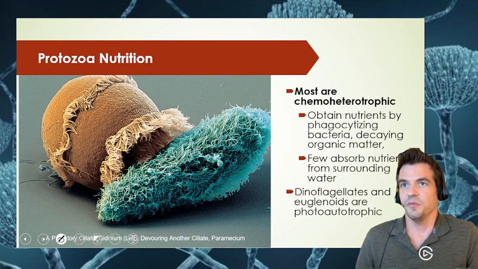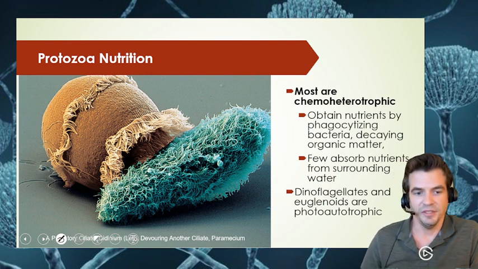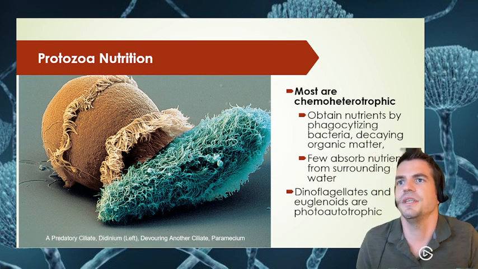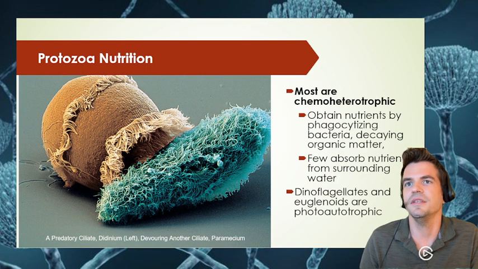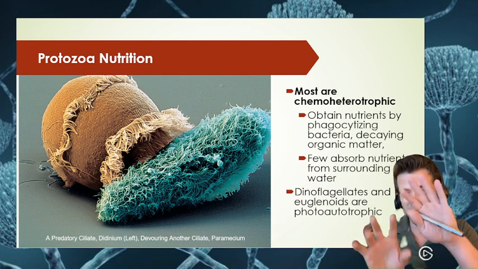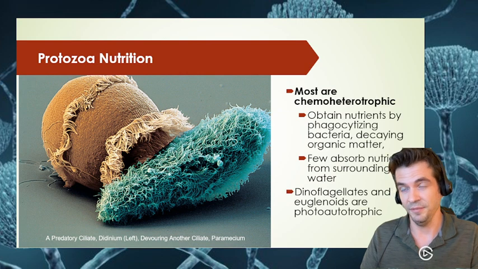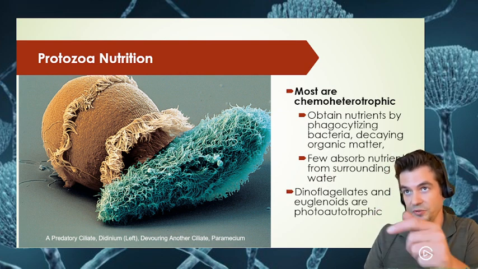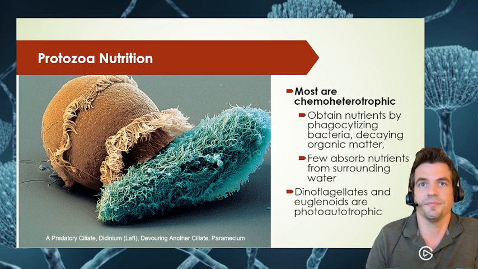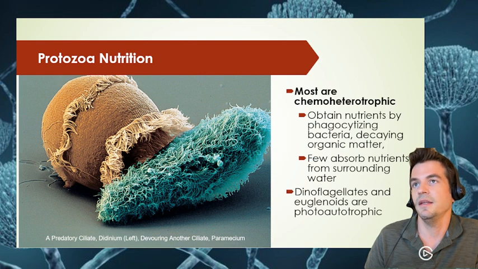This is a rather cool picture of a protozoa eating another protozoa. This is a predatory ciliate devouring another ciliate, paramecium. So we saw the paramecium from a 2D image, and we saw all the organelles inside, and we could just barely make out the cilia, but here we can actually see the cilia, and we can see how these two ciliated protozoa are interacting.